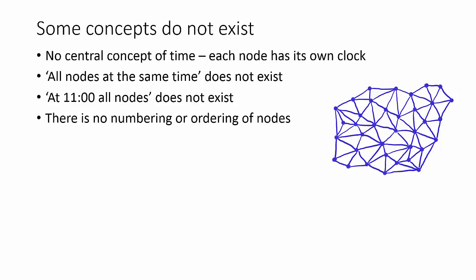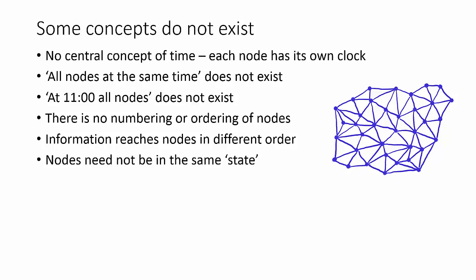There is no numbering or specific ordering of nodes. And as we saw on the previous slide, information reaches nodes in different order. Also, the nodes in the network do not all need to be in the same state. These properties lead to some interesting consequences.